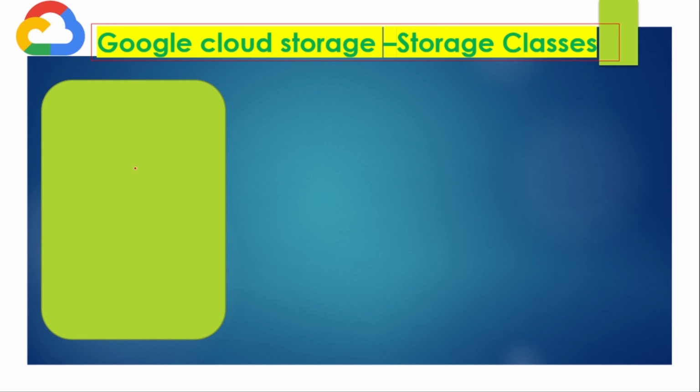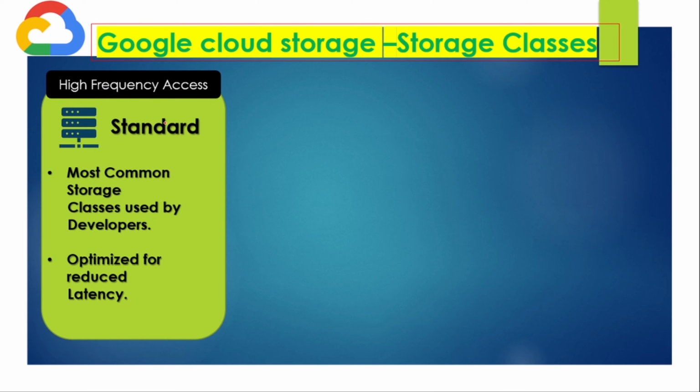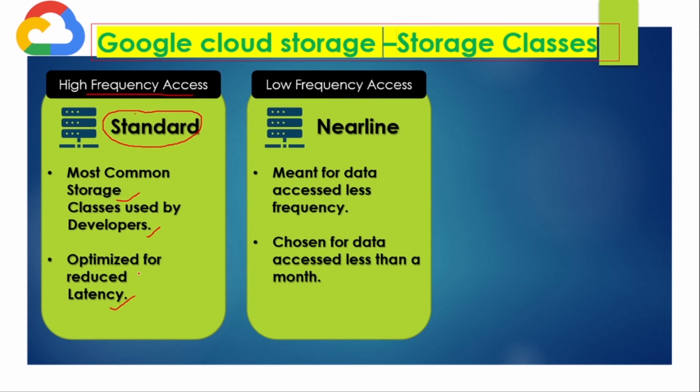Now let's have a look at the storage classes and their types. The first in the list is high frequency access, and the class used for high frequency access is the standard class. High frequency access means the data that you want to use most frequently. It is the most common storage class used by developers, and it is optimized for low latency, meaning the time taken for retrieving the data is very low, and it is easy to access. The second in the list is low frequency access, and the class is called the nearline class, which is meant for data that is accessed less frequently.